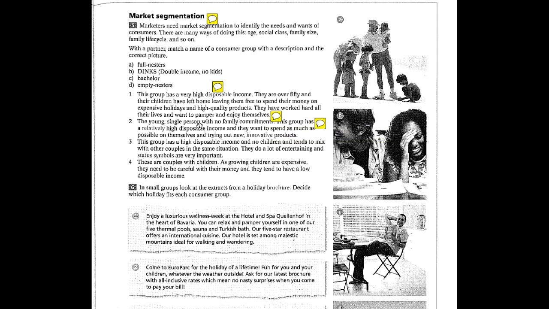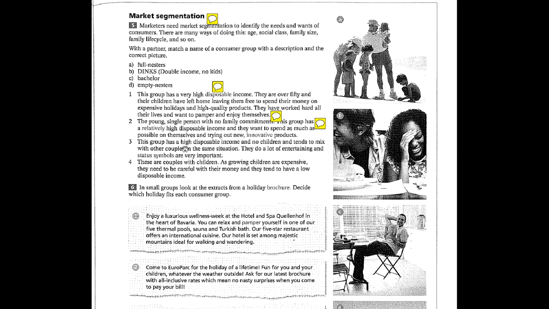The young single person has no family commitment. Commitment, you have the word commitment. Commitment here is to being dedicated to a cause, të jesh i përkushtuar, pra nuk ka përkushtime familjare, has no family commitment. This group has a relatively high disposable income, so they have a lot of income, and they want to spend as much as possible on themselves and trying out new innovative products. Pra duan të provojnë produkte të reja, inovative.